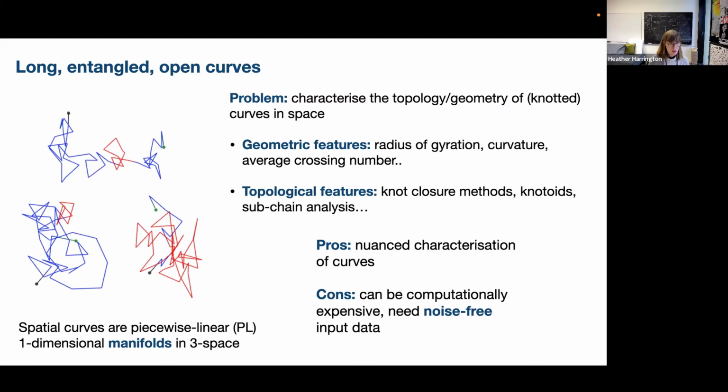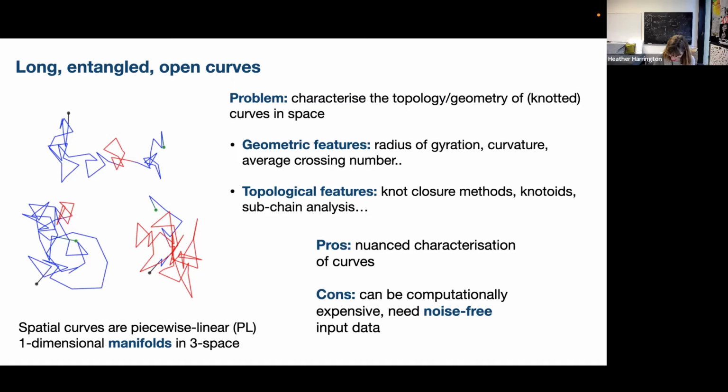So we can think of, as written on the slide, that these spatial curves, which is what I'm going to call them throughout the talk, these are piecewise linear, one-dimensional manifolds in 3-space. I'll give you a couple examples, but that's the setting that we're going to look at. So it's very special.